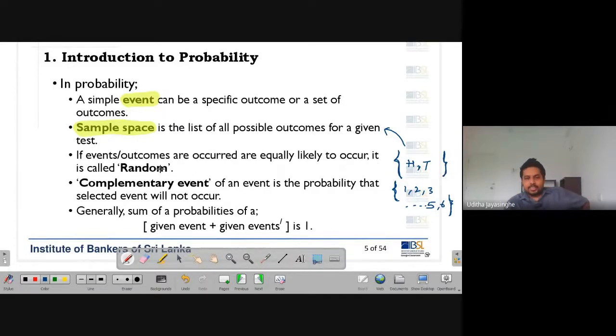Third, the randomness. If events or outcomes are equally likely to occur, it is called randomness. That's why I told you in the very first example, when discussing coin flipping for a cricket match, we assume that both heads and tails are going to have the same random probability to occur. What do you mean by randomness? That is the idea that all individual events are going to have the same probability to occur.